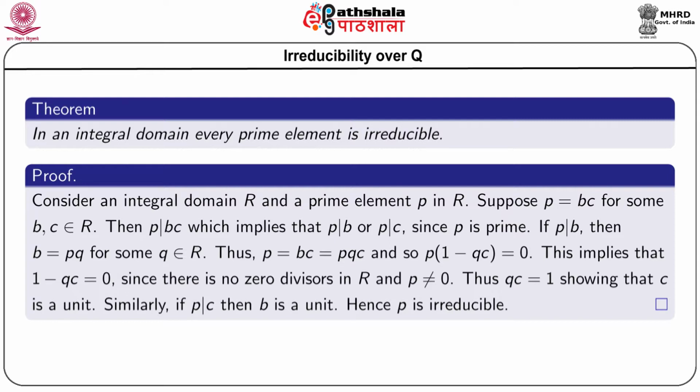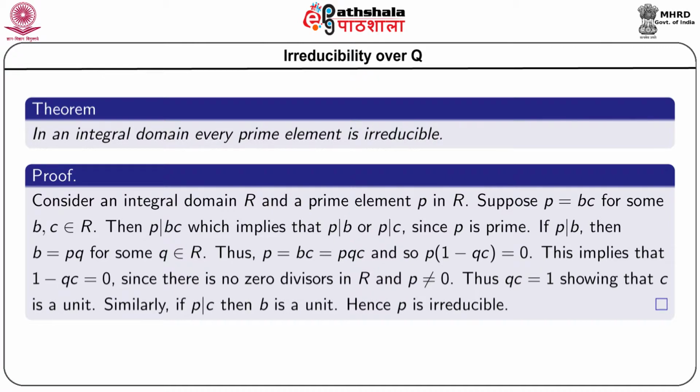Now, it is natural to ask, can we give a condition or a set of conditions on a commutative ring R with 1 so that every prime element will be irreducible or every irreducible element will be prime? For this, we see that if R happens to be an integral domain, then every prime element will be irreducible. Thus, we show that in an integral domain every prime element is irreducible.